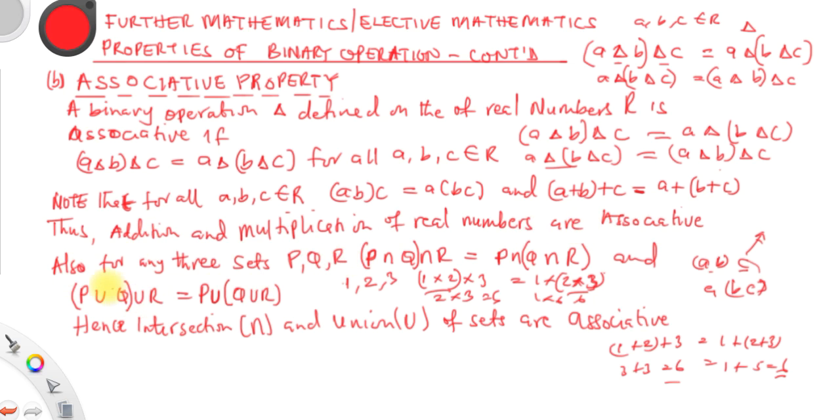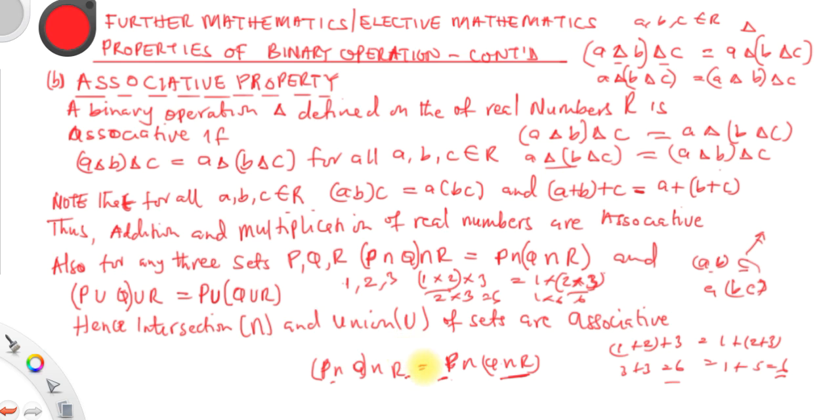We also have to note that for any three sets P, Q, and R, you may want to find the intersection of the sets, P intersection Q intersection R. Finding the three at the same time may confuse you. You can decide to find the first two first, then combine the answer with the last set R, and you get the same thing. Somebody can also decide to find the last two first, Q intersection R, then combine the answer with the first set P and find the intersection. You will get the same answer.